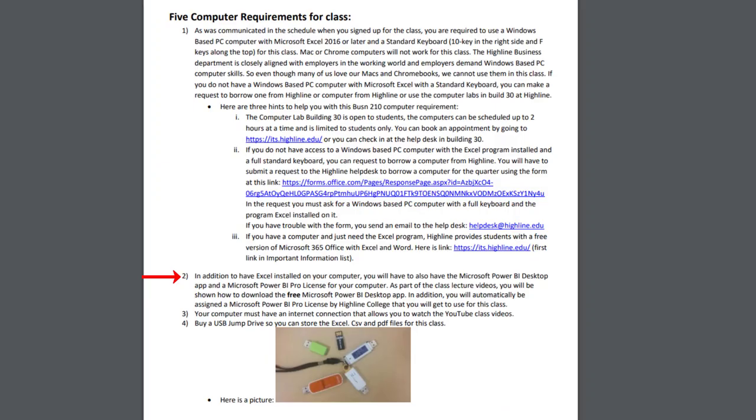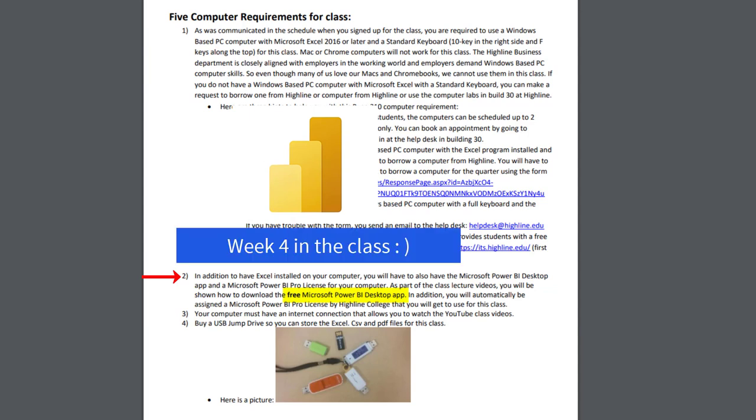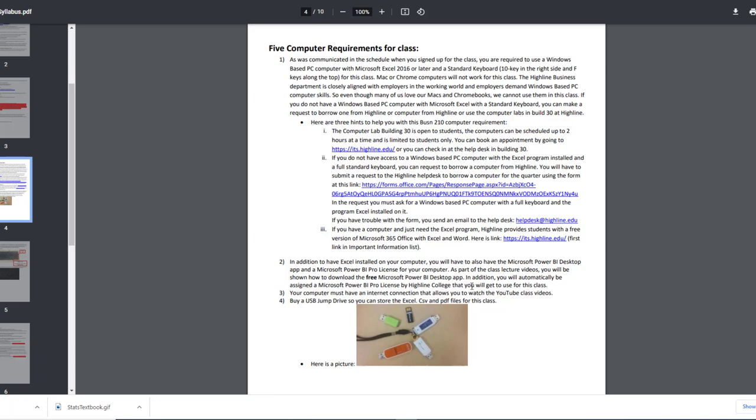Now, different than Business 216, in this class, you're going to need to get Microsoft Power BI Desktop. Luckily, this is a free download, and we'll do it later in the quarter together. Also, you'll need a Microsoft Power BI Pro license to access the online website. And you will automatically be assigned a Microsoft Power BI Pro license by Highline that you'll get to use in this class. Now, there's a few other requirements, too.